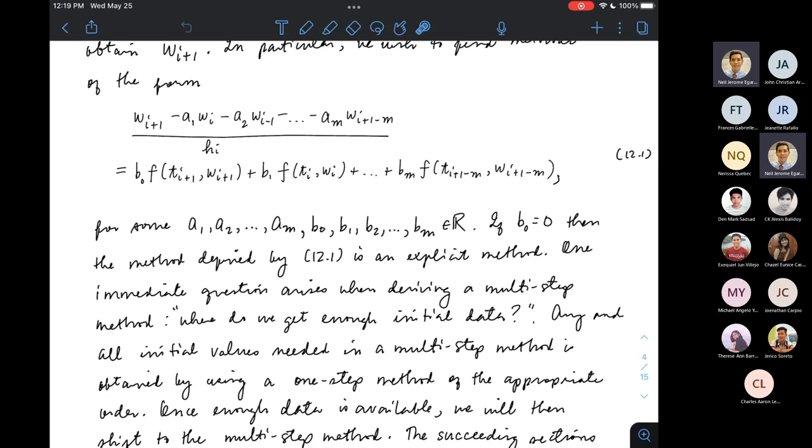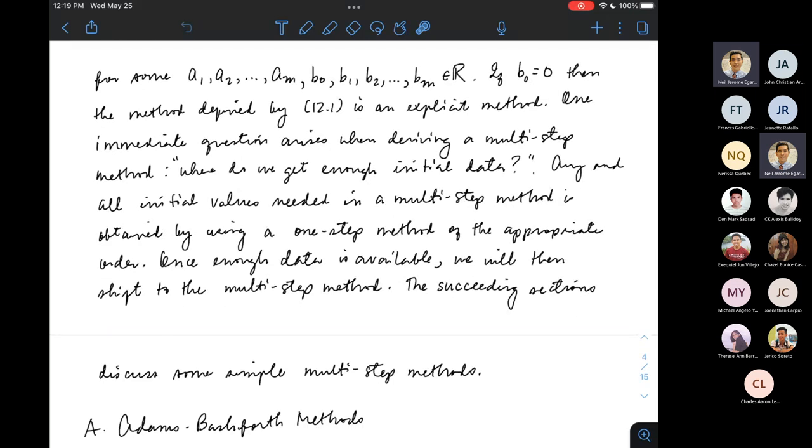How do we get sufficient initial data? Okay? And the answer there is easy. Hanggat hindi mo pa kayang i-implement yung formula ng multi-step method mo, gumamit ka ng isang one-step method of the appropriate order para kunin yung sufficient initial data. Okay? So, halimbawa, meron kang two-step method. Tapos dun sa two-step method, kulang tayo ng isa. Ang alam ko lang ay W sub 0. Hindi ko alam si W sub 1.